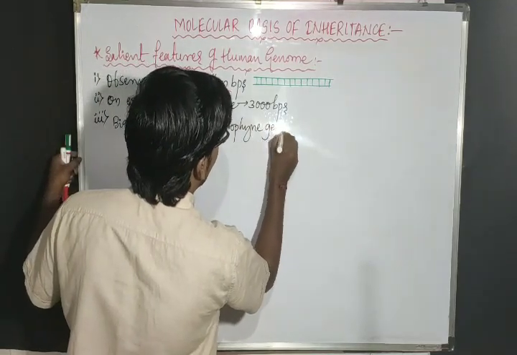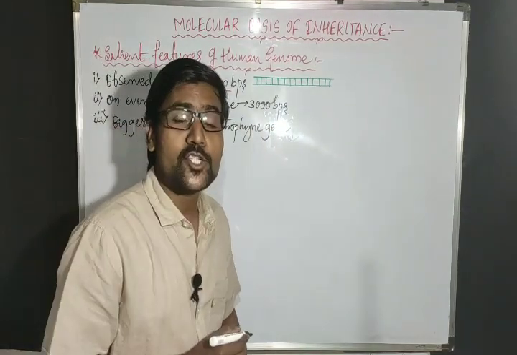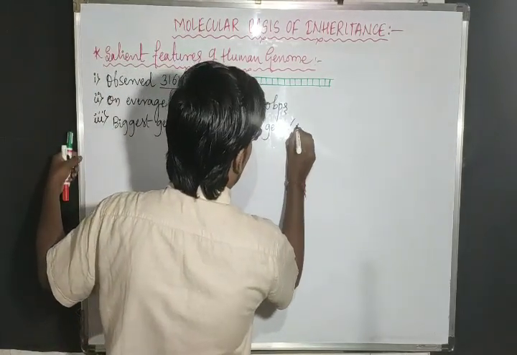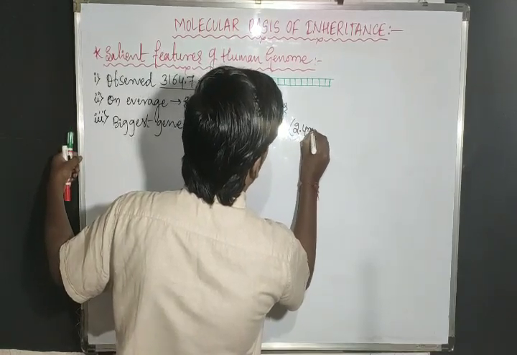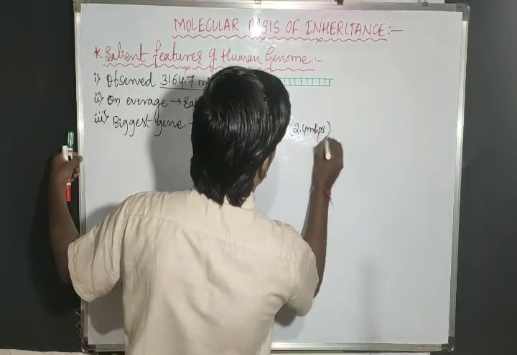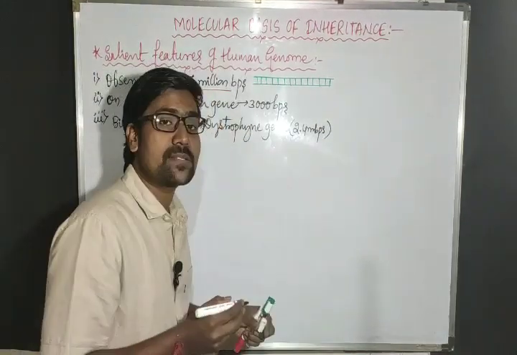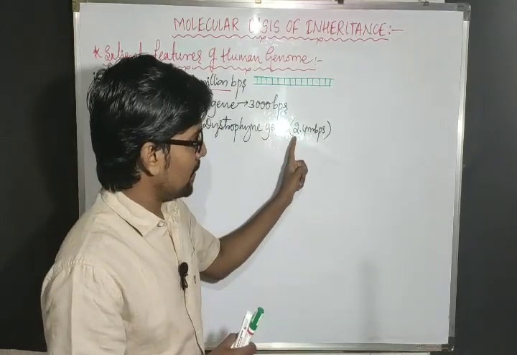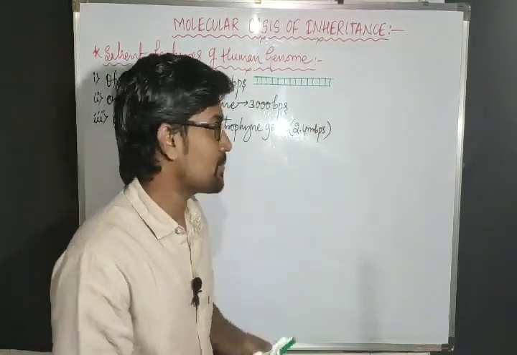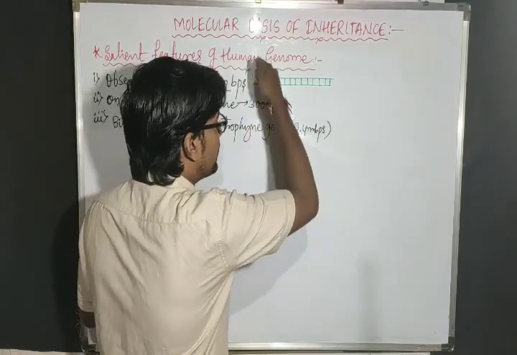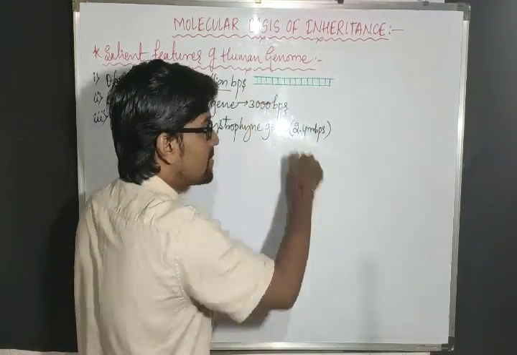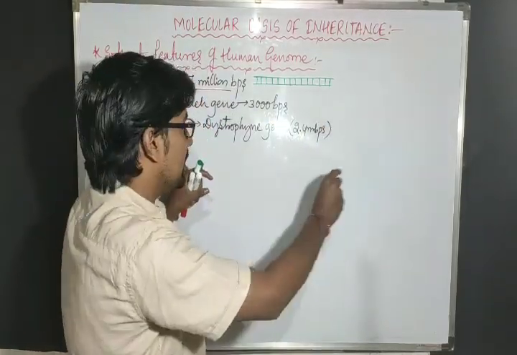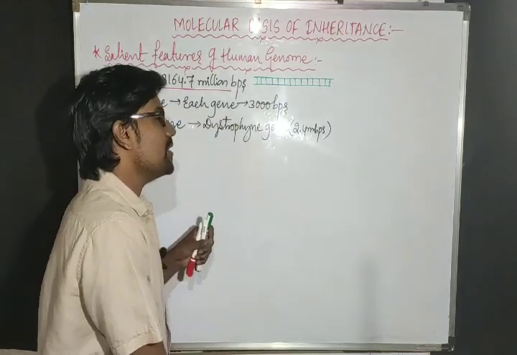the dystrophin gene. Yes, which gene? The dystrophin gene. And this dystrophin gene has 2.4 million base pairs, MBPS, million base pairs. That means 24 lakh base pairs. These lines, if you count, are nothing but base pairs. These lines are 24 lakhs. Such one big gene is called the dystrophin gene.